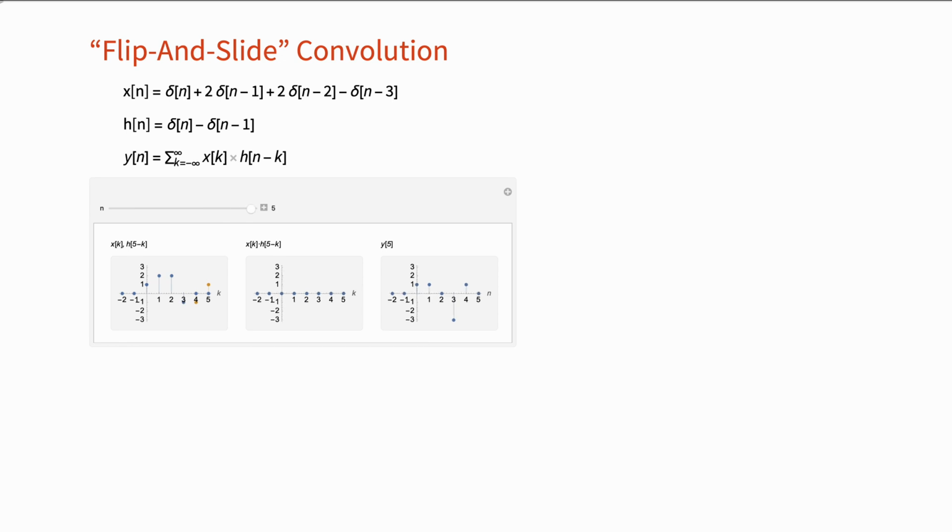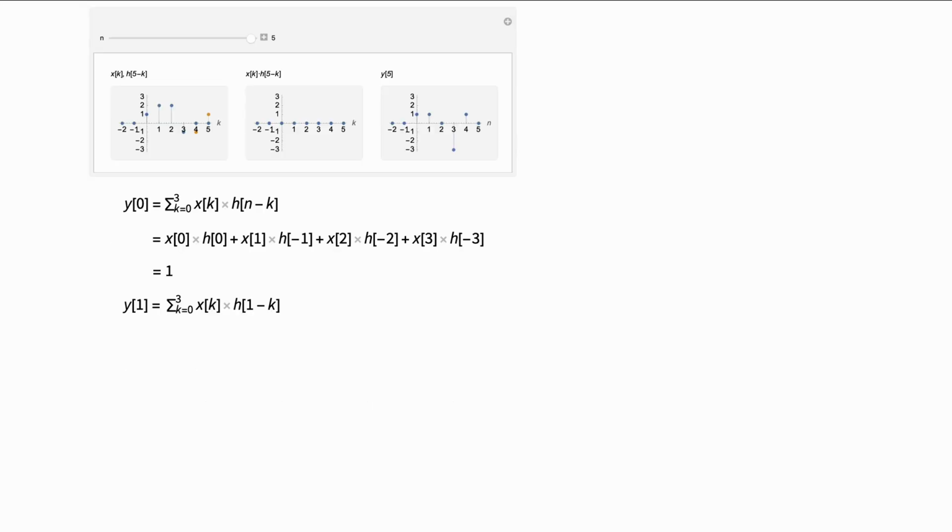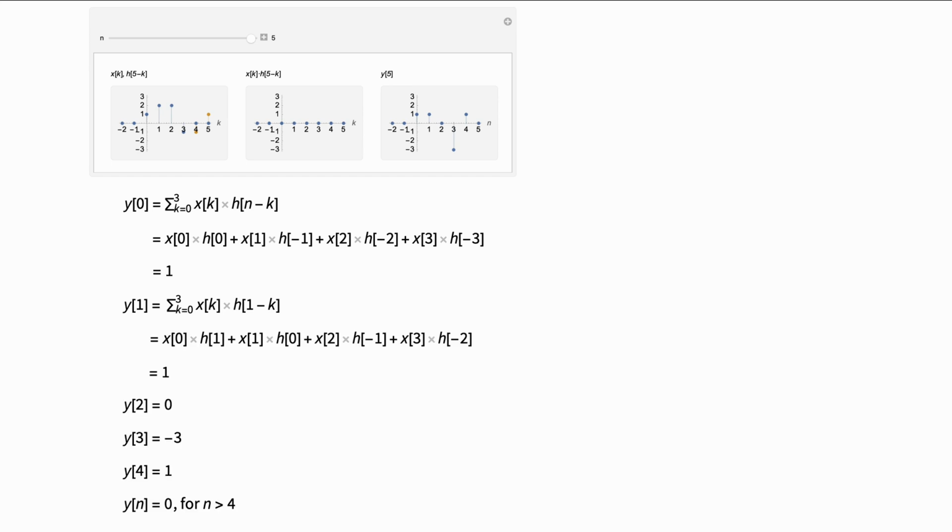For each value of n, y[n] is given by the summation of point-by-point products of the two sequences. So for n equal to 0, the convolution sum will be equal to the expression shown here. Substituting the known values of x[n] and h[n] gives us 1 for y[0]. Repeating the same steps for n equal to 1, we get y[1]. And the same process gives us the remaining values.